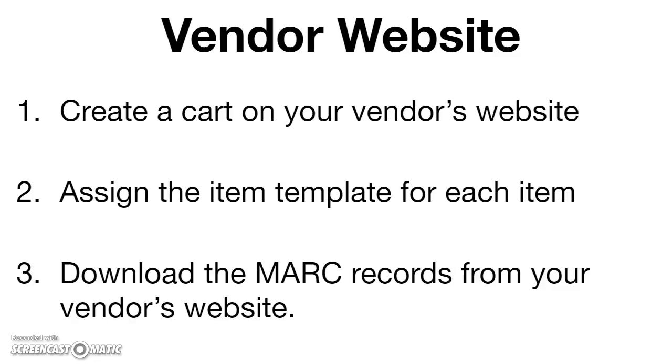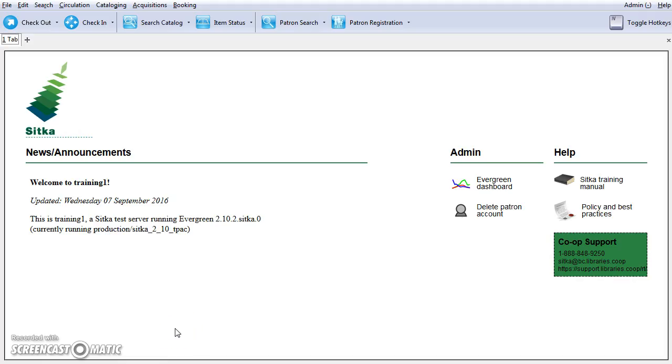First, you will need to create a cart and add all of the desired items to the cart. Using the drop-down menu, the library will select relevant item templates for each of the items in the cart. Once you've done that, you will download the MARC records from the vendor's website and clear the cart. Once you've downloaded the MARC record file from your vendor website, you will need to upload it into Evergreen using the Load MARC Order Records interface.